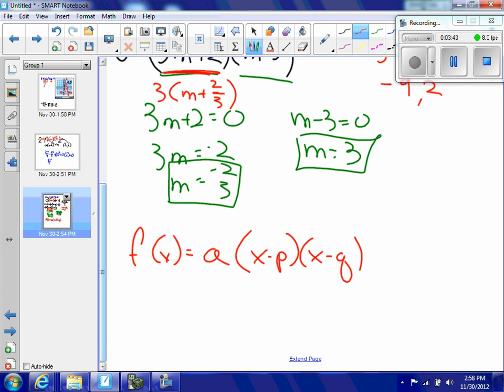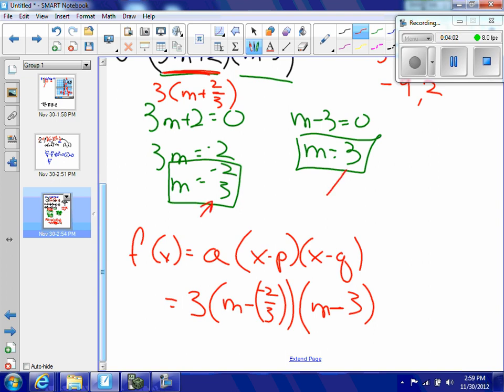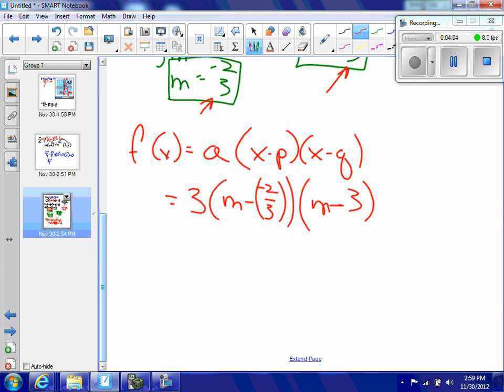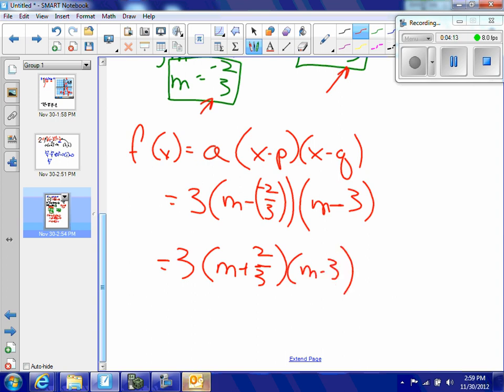So I'm going to have f of x is equal to 3 times m minus negative 2/3, m minus 3. My p and my q. I can just simplify that a little bit. Is equal to 3 times m plus 2/3 parentheses m minus 3. And that is how I would write the equation in intercept form.